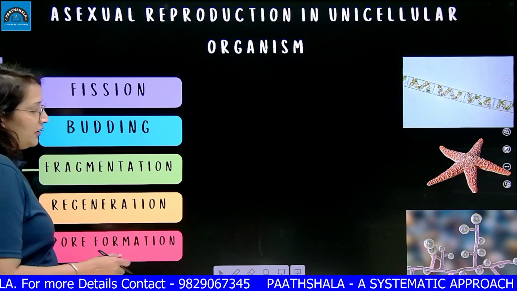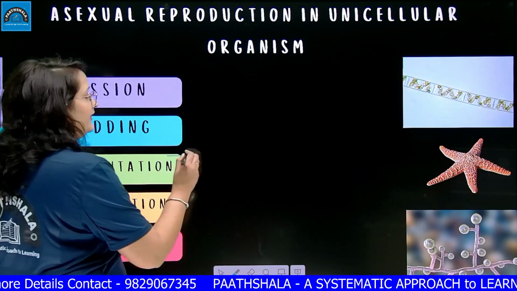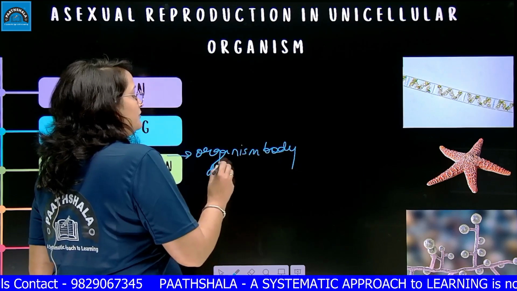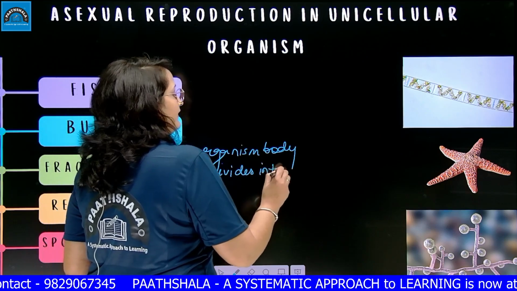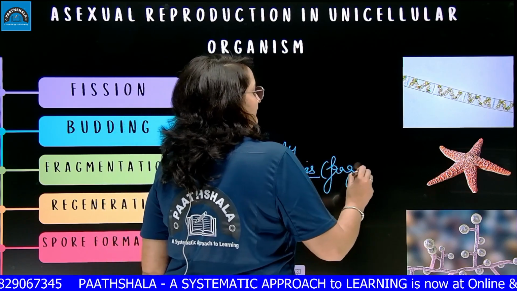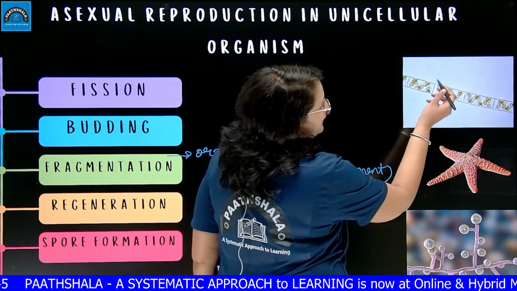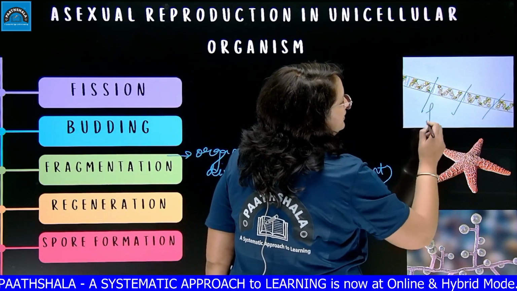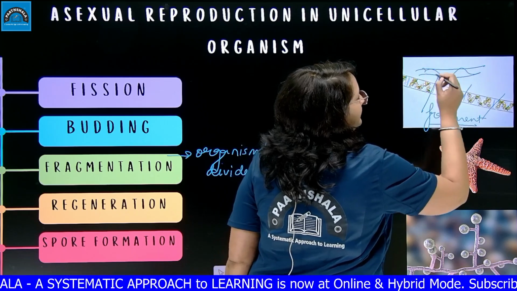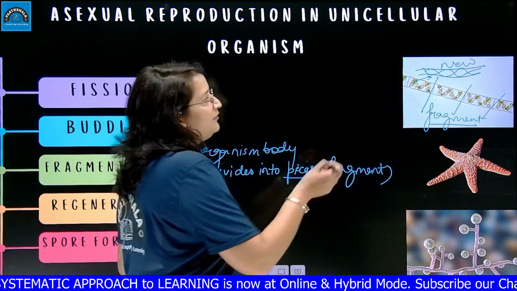Next one, we have to talk about fragmentation. Fragmentation where organism body divides into pieces or we call them fragments, and each fragment will develop into a new organism. Like if you say this is Spirogyra, so it will divide into fragments and each fragment will develop a new Spirogyra. This is fragmentation. Now Spirogyra is algae.